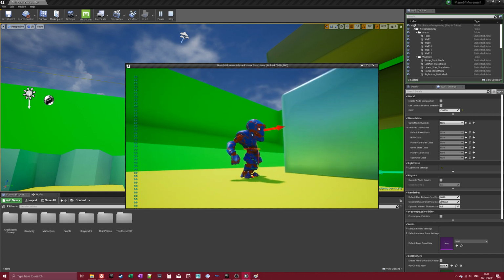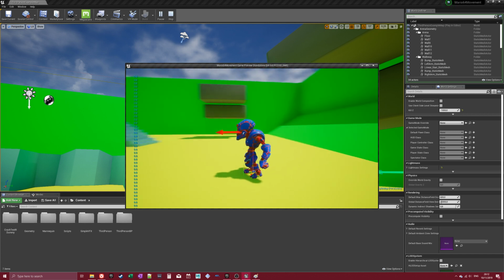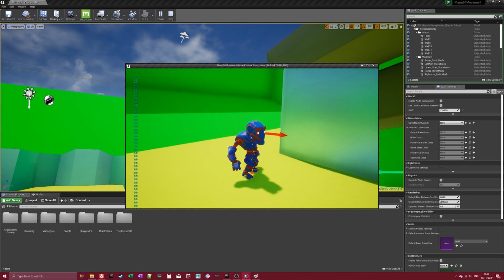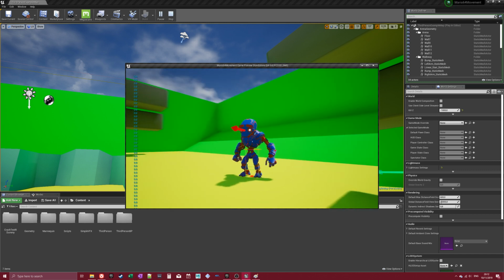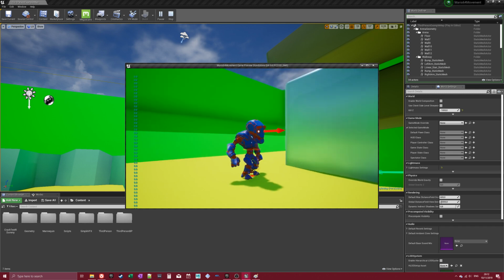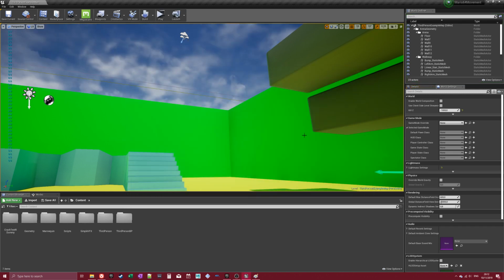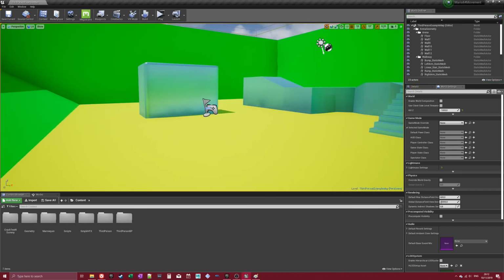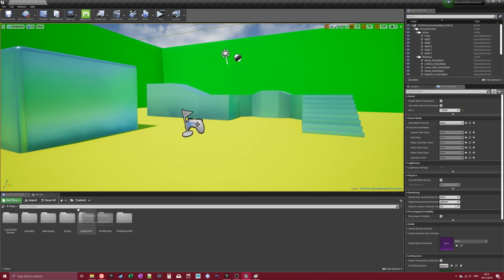So first few basic things: you might notice that this is obviously not Mario. This is a robot that I got from the marketplace. And I'm using a small trick here that has, let's see.